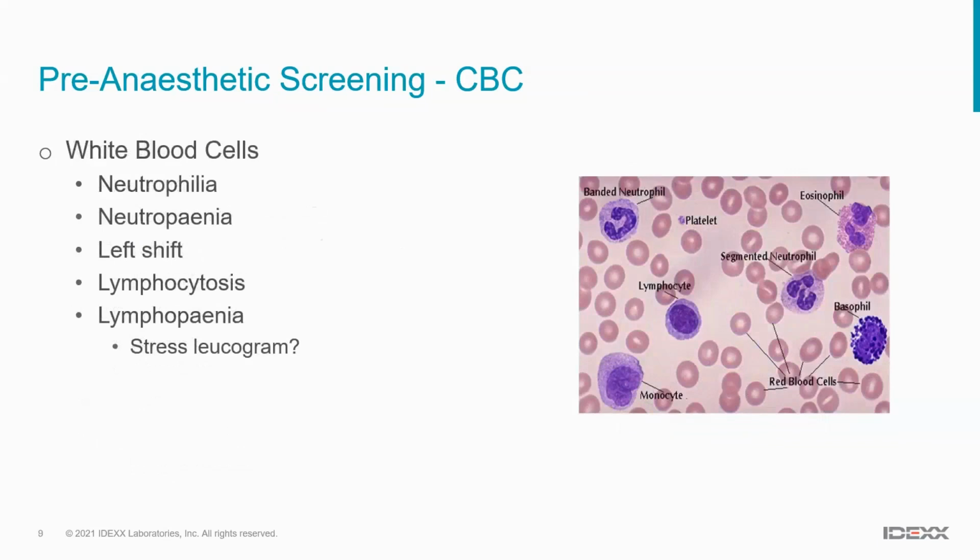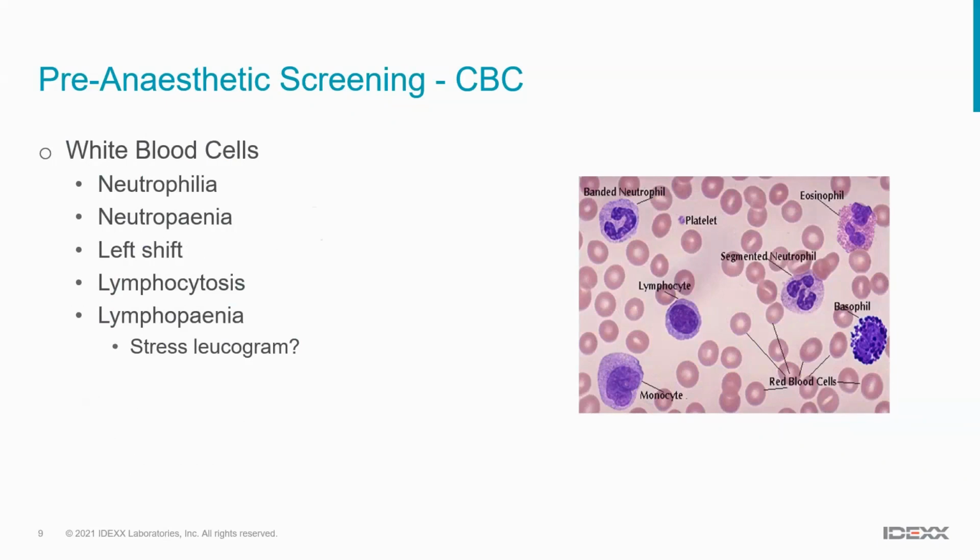If we look at the white blood cells, with the PCV-TP, we're not getting any information at all about the white cells. So things like a neutrophilia could be a reflector of a stress leukogram or inflammation. Neutropenia most commonly is going to reflect consumption of white cells because of an inflammatory or infectious process. It would also reflect immune-mediated destruction or bone marrow disease reducing production.